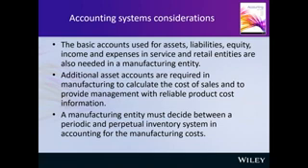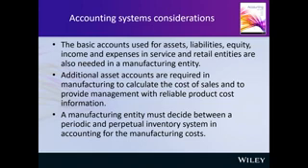Okay. So, accounting system consideration. The basic accounts are asset, liability and equity, income and expenses, in service and retail entities, and they are also needed in manufacturing. In manufacturing, we also classify things into asset, liability, equity, income and expenses. The additional account needed for manufacturing is the cost account, to calculate the cost of sales and to determine the cost of goods manufactured, so we are able to determine the product cost involved.